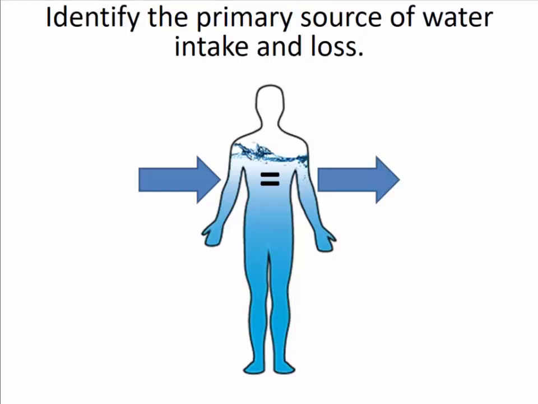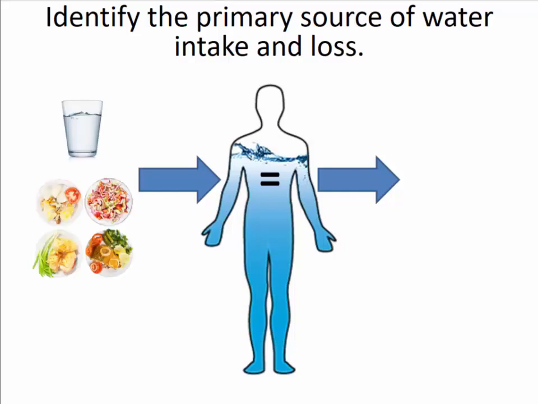In terms of maintaining this balance, we can identify the primary source of water intake and loss. In terms of intake, the number one source of intake is through drinking water. We also get a lot of water from the foods that we eat. As much as it might not seem like there's a lot of water there, the foods that we eat are made out of other living organisms often, and those other living organisms have a good amount of water to themselves as well.